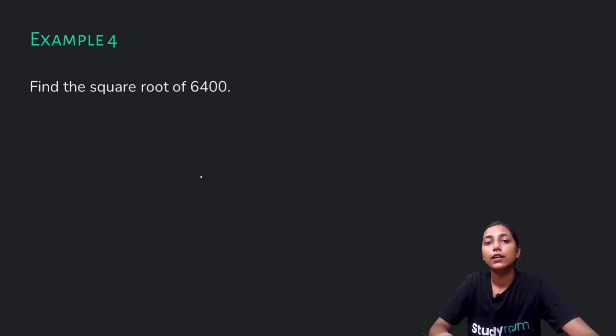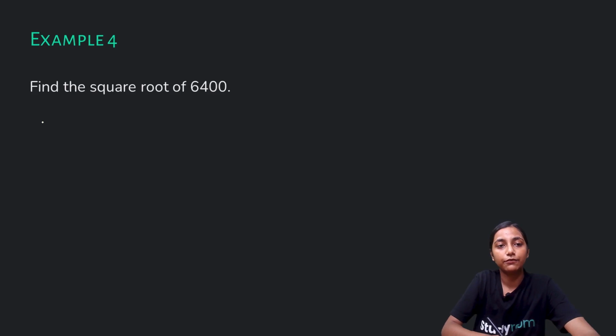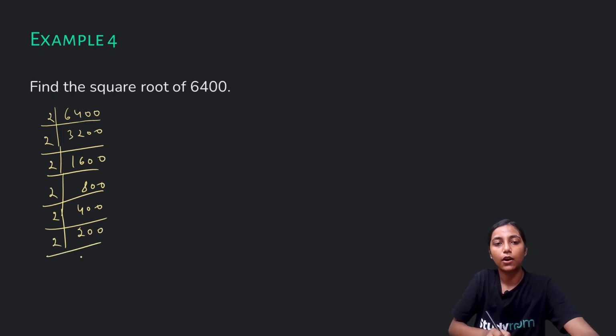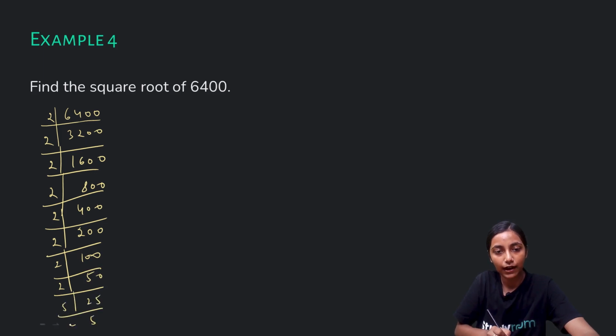Finding the square root of 6400. Again, by the method of prime factorization, we are going to start with 6400 and find the square root of it. When you solve it, you are going to get something like this. Again solve it, 400, again 200, then 100, then 50, and 25, 5, 5, and 1.